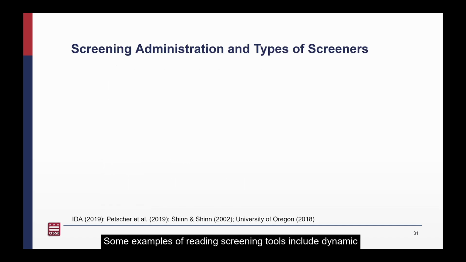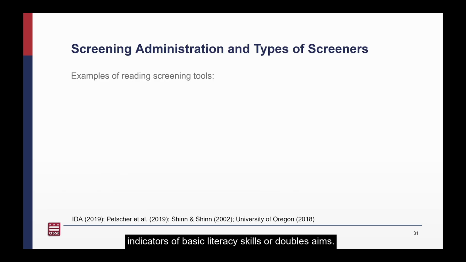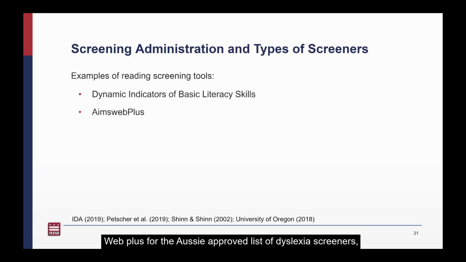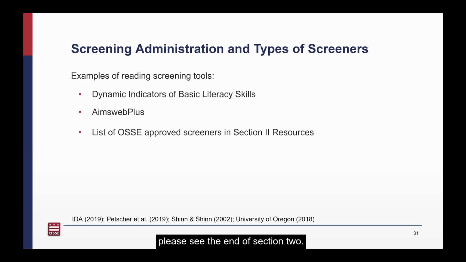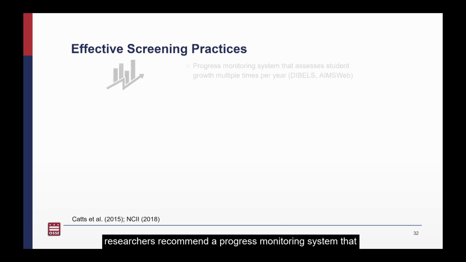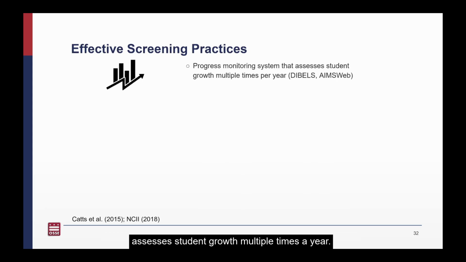Some examples of reading screening tools include Dynamic Indicators of Basic Early Literacy Skills, or DIBELS, and AIMSweb Plus. For the OSCE-approved list of dyslexia screeners, please see the end of Section 2. In terms of effective screening practices for students with dyslexia, researchers recommend a progress monitoring system that assesses student growth multiple times a year.